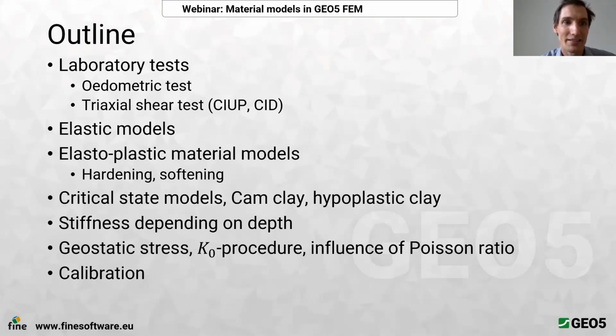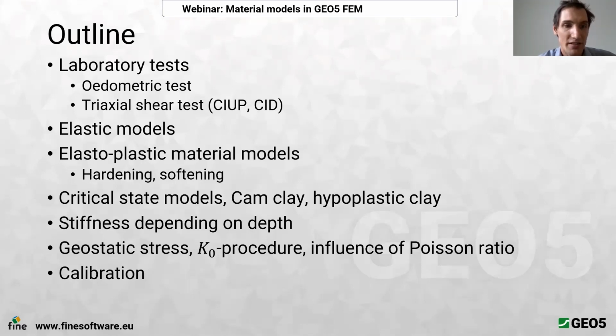With the outline. First, we will look at two types of laboratory tests that are quite useful to calibrate the material models for the FEM analysis. Then I will go quickly through some essential families of material models that are implemented in the software, which are elastic models, elastoplastic models, potentially with hardening or softening, and finally the critical state models like Cam clay or hypoplastic clay, which are a special kind of elastoplastic models for granular materials.